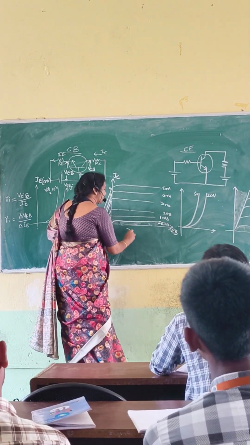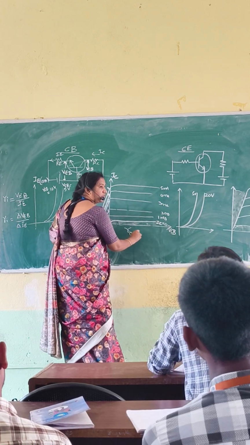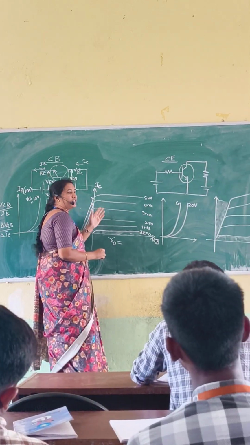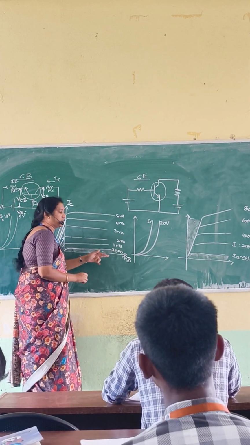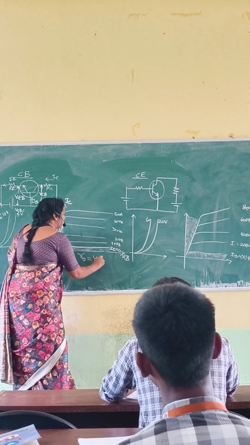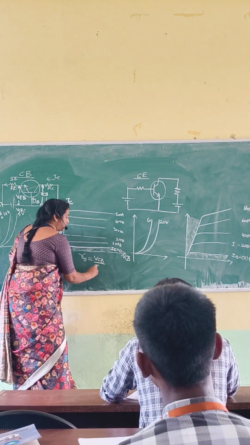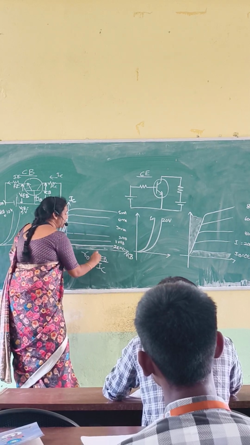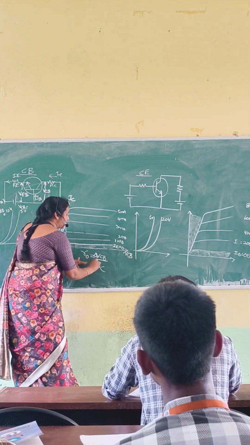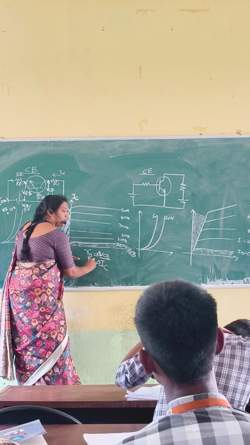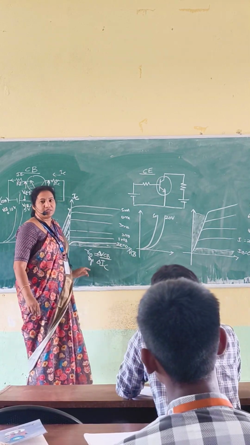Similarly, from this graph, what we are going to find out is output resistance. Now output resistance is denoted with R0 for common base configuration. What is your output voltage? VCB. What is your output current? IC. So change in the voltage to change in the current will give you your dynamic output resistance.